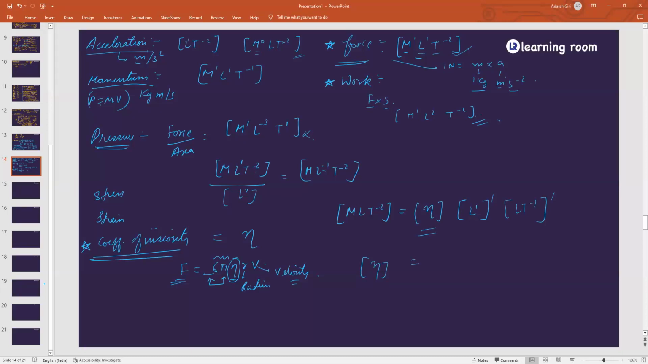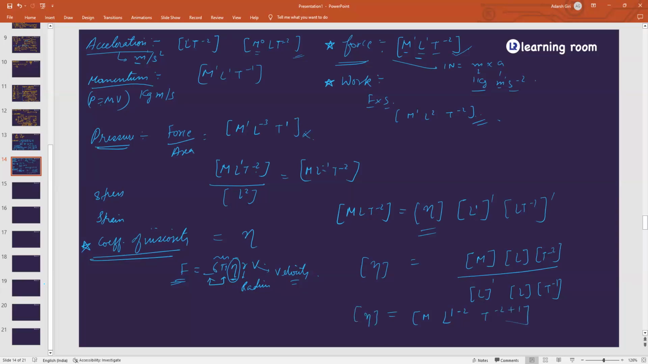Its dimensions will be what? M, L T to the power minus 2 divided by L to the power 1, and again L is there, and again T to the power minus 1 is there. Agree or not? Yes, sir. I just wrote it like this to explain it to you. So L to the power 1, and in the denominator minus 2, and then T to the power minus 2, and from the denominator minus 1 goes up to plus 1. Agree or not?